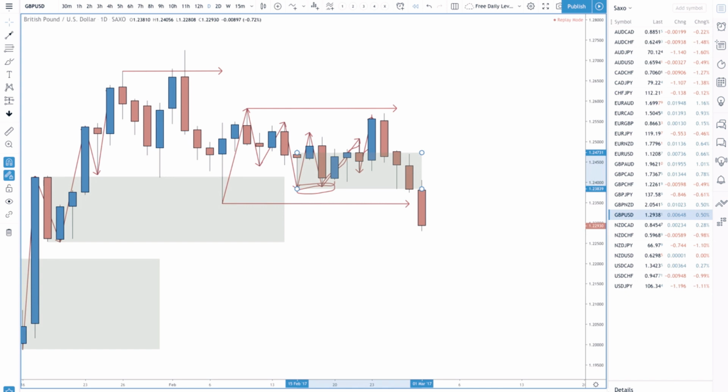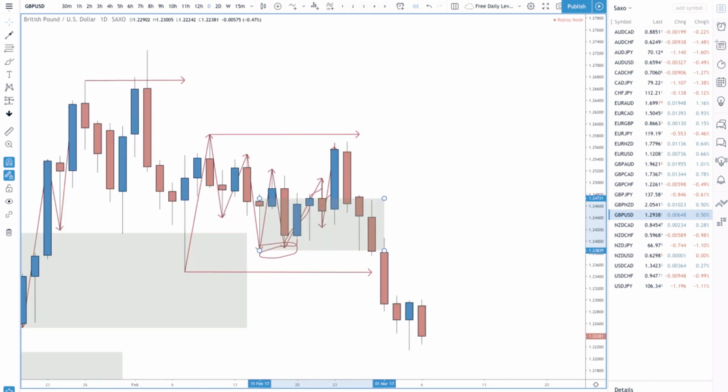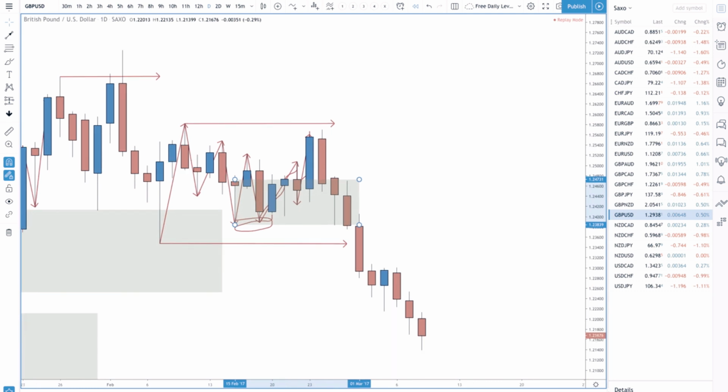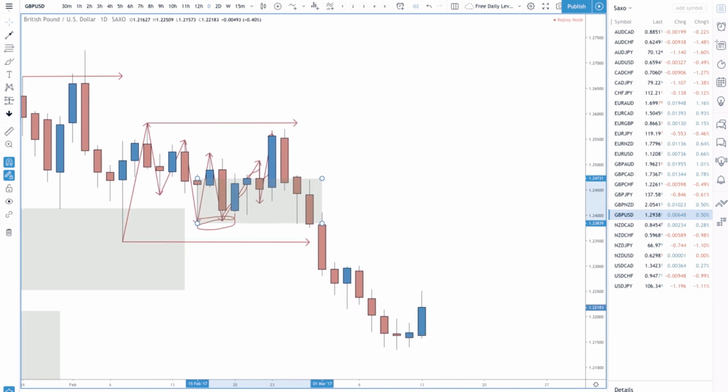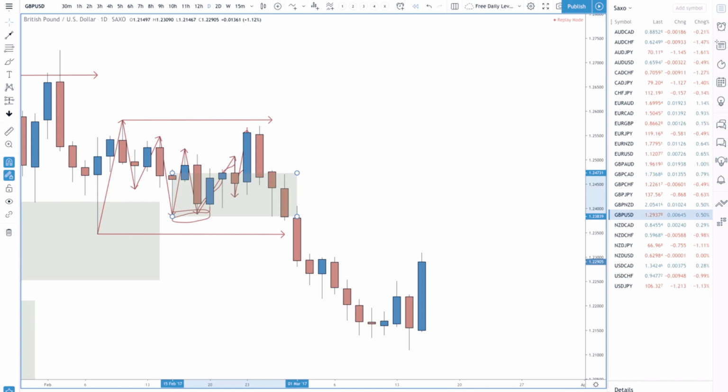and then we get a break of that. So now we're looking for higher highs, higher lows. Still looking for higher highs, higher lows. We get a bit of a move up.